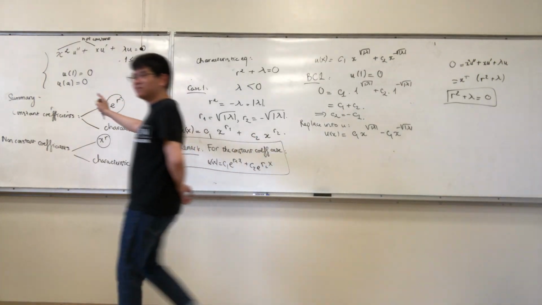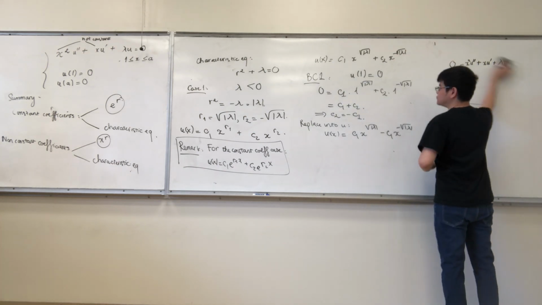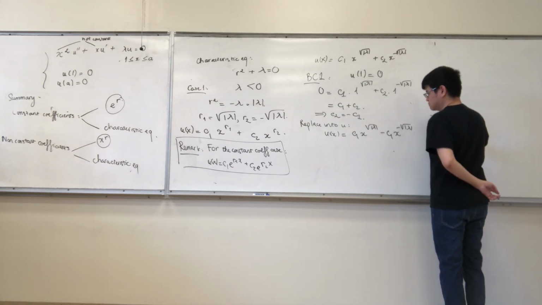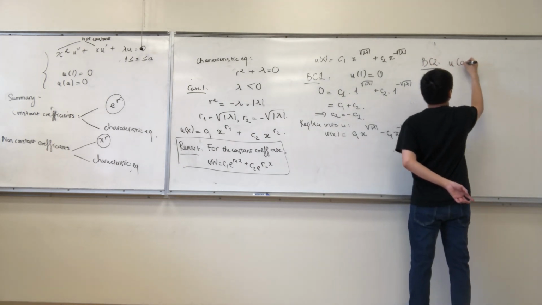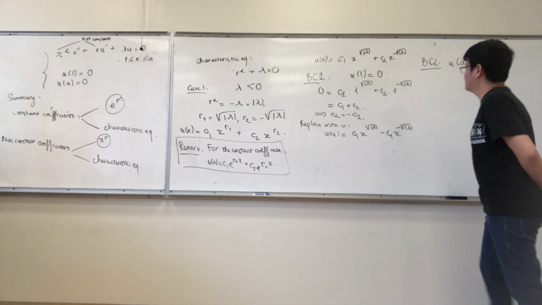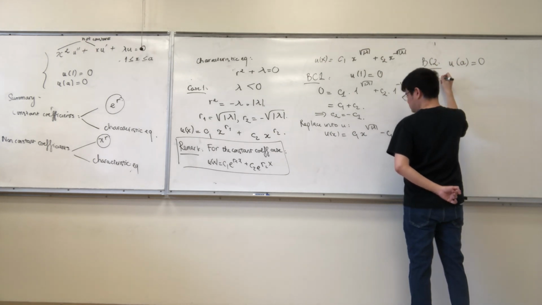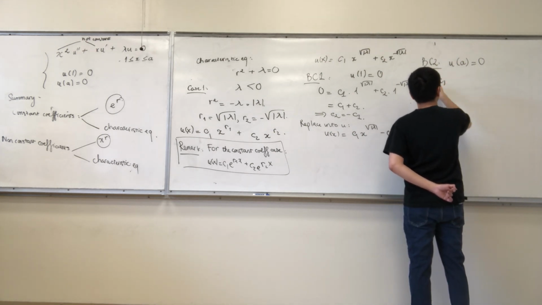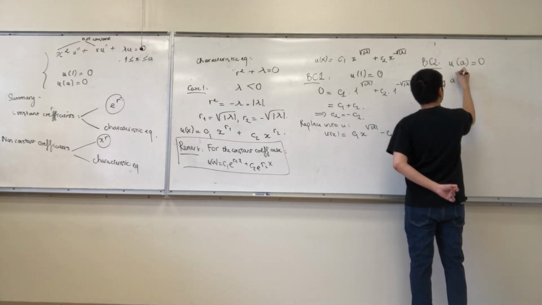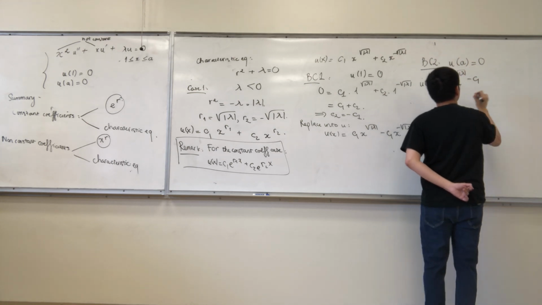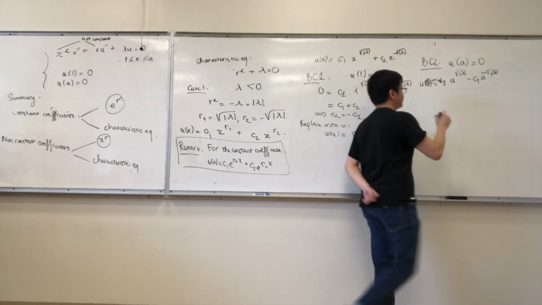The next step is case 2, the boundary condition number 2. So let me do it. Boundary condition number 2, you have u(a) is 0. When u(a) is 0, you replace a here. So you're going to have u(a) is c1 a to the square root of lambda minus c1 a to the minus square root of lambda, and this is going to be 0.